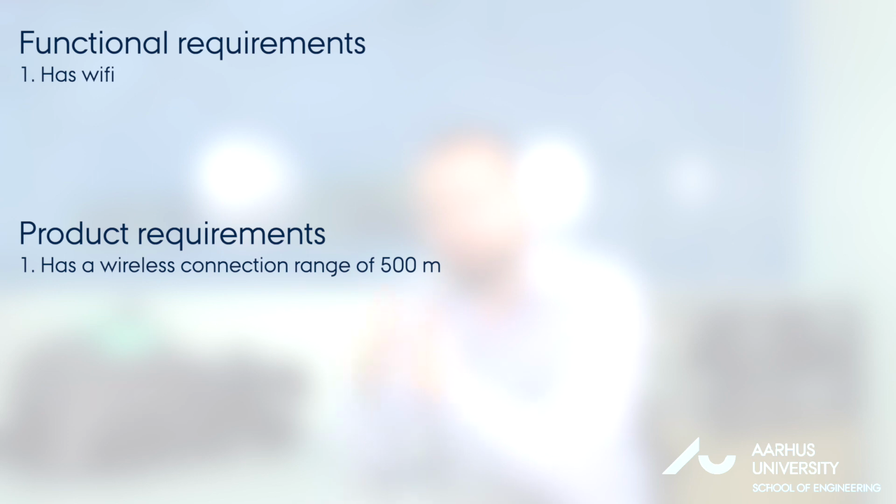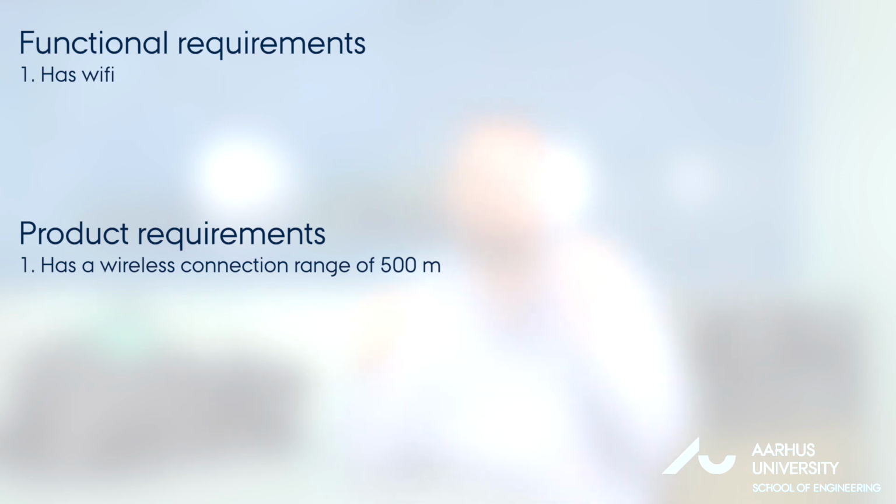Okay, now to give you some examples to make it easier for you to see this is a functional requirement, this is a product requirement. So one functional requirement I already mentioned was Wi-Fi. It has Wi-Fi. That's a functional requirement. It's a Boolean. Either it has it or it doesn't. Associated product requirement would be, for example, the range. So the wireless connection has a range of 500 meters. So we have a number associated. And better degree of fulfillment would be it has a wireless range of 1,000 meters.